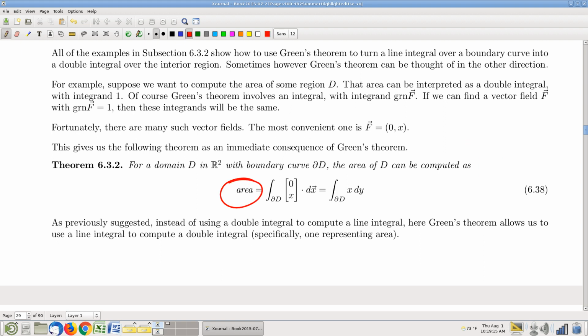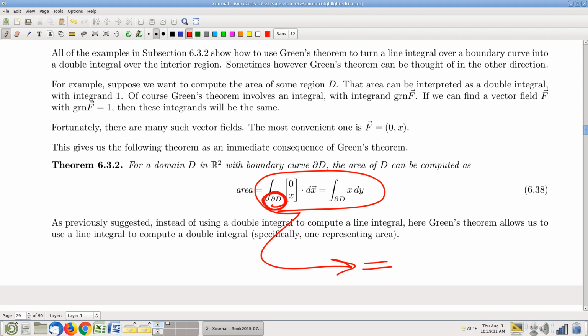The claim is that area is computed by this coordinate line integral around the boundary curve, and notice that coordinate line integral is a vector line integral of that vector field. We're doing a boundary, so we can apply Green's theorem. Green's operator was 1, and sure enough, I get area as I claimed. Lovely little convenient proof thanks to Green's theorem.